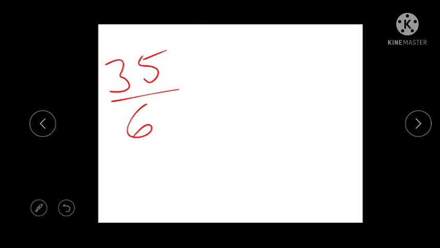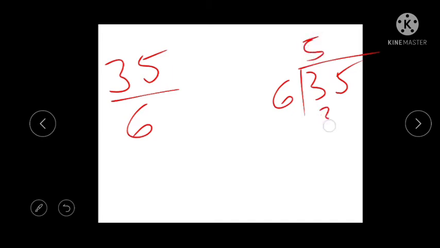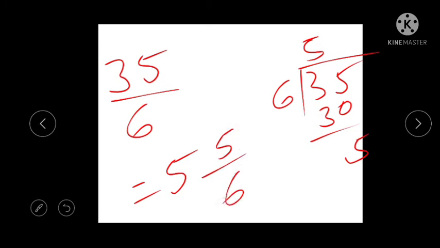The next example is 35/6. We can divide 35 by 6 like this. In 35, 5 times 6 is 30 and the remainder is also 5. Just remember the code: up means the top number is 5, and down means the same 6, so the answer is 5 5/6. So this is the method to convert an improper fraction into a mixed fraction.